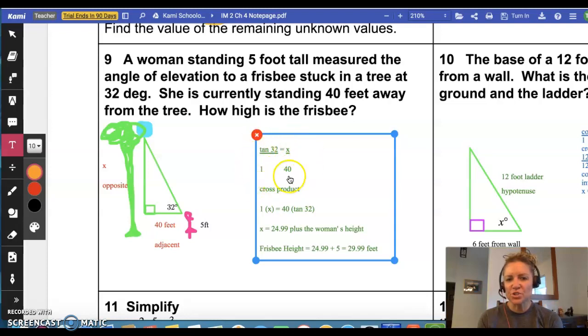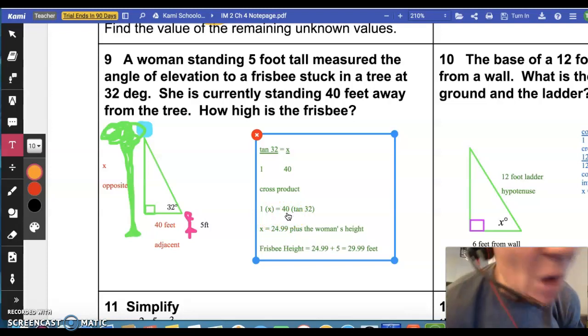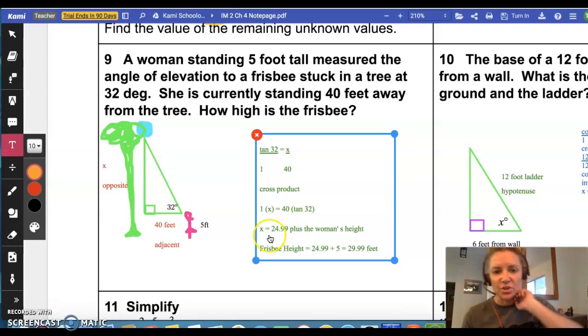So I have my proportion, and I solve a proportion by doing the cross product. So I'm going to multiply 1 times x to get 1x, and then 40 times the tangent of 32. And then I calculate that on my calculator. Just make sure your calculator is in degree mode. So 40 times the tangent of 32 is 24.99.